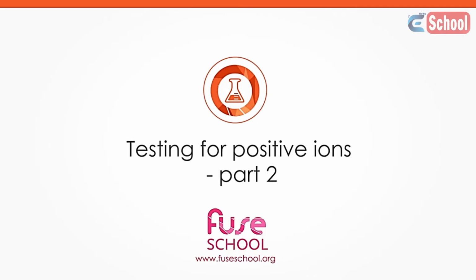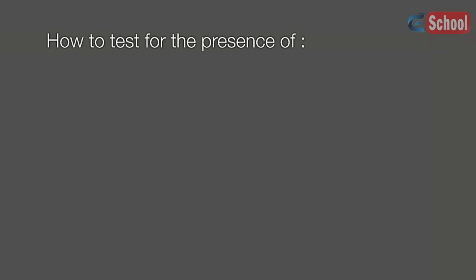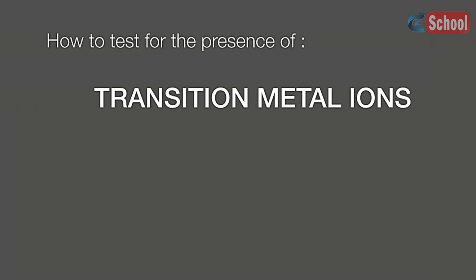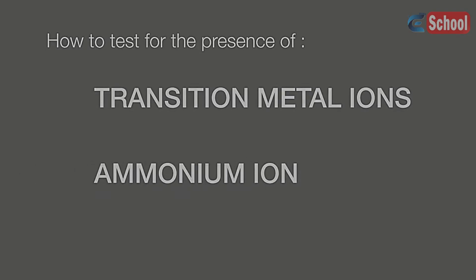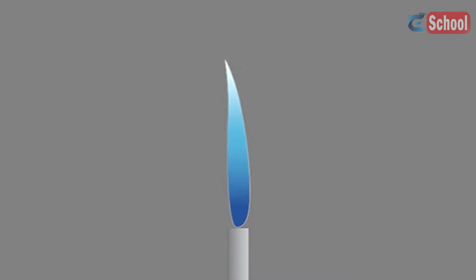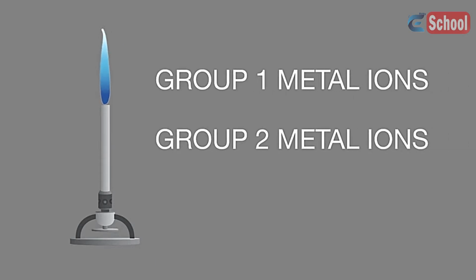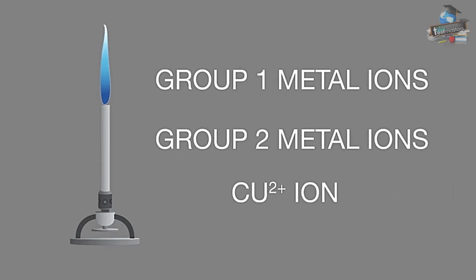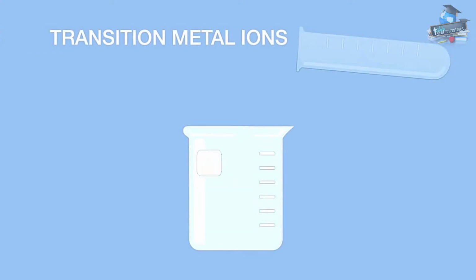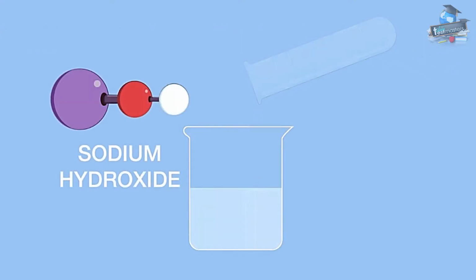In this lesson, we will learn how to test for the presence of transition metal ions and the ammonium ion. A flame test may be used to test for the presence of group 1 and group 2 metal ions, as well as for the copper 2+ ion. To test for transition metal ions, we can add aqueous sodium hydroxide to the unknown solutions.